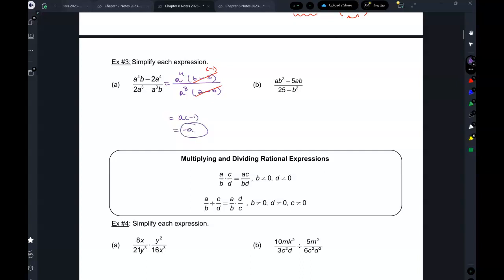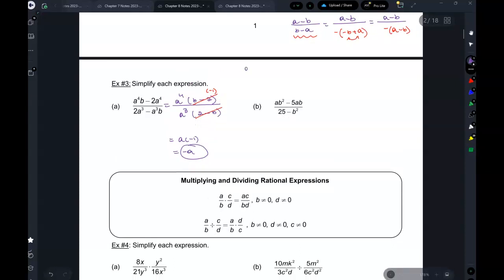Cool? Now, if you have a plus b and b plus a, can you cancel those out? Is there a negative there? No, right? Because when you're adding two things like 3 plus 5 and 5 plus 3, that's the same thing. There is no negative.